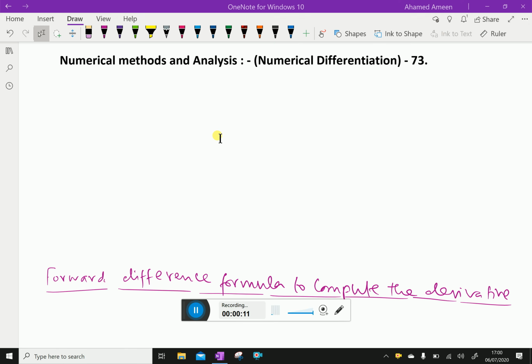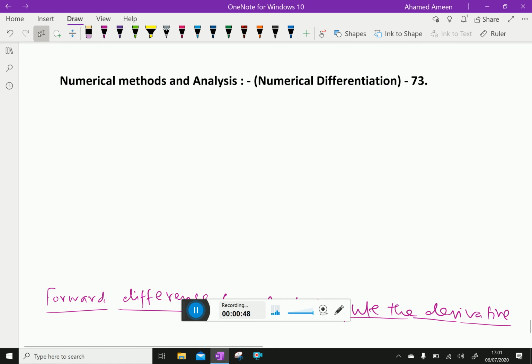Numerical differentiation is the process of calculating the derivatives of a given function by means of a table of given values of that function. That is, if (x_i, y_i) are the given set of values, then the process of computing the values dy by dx, d square y by dx square is called numerical differentiation.